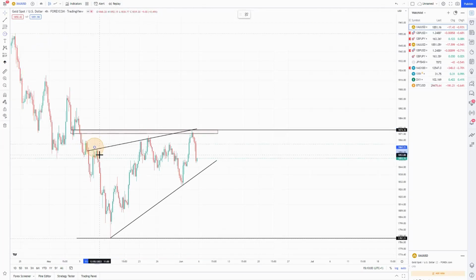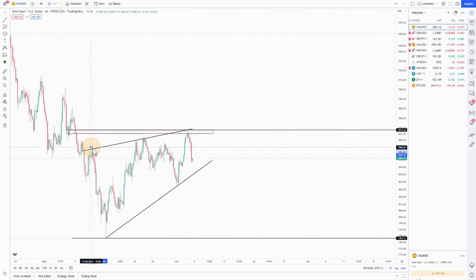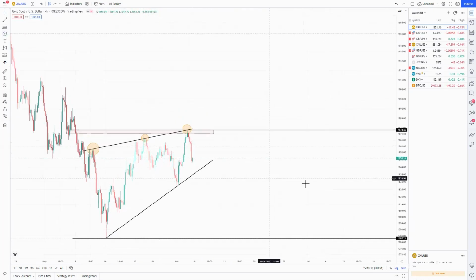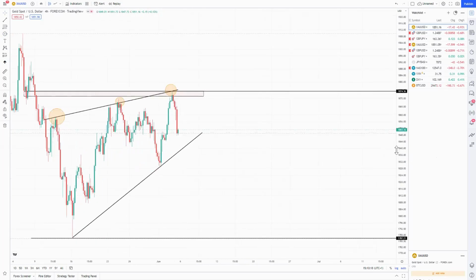Okay, we have the first touch here on the trend line. We have another touch here. This trend line, before we got the third touch on the trend line on gold. So what could possibly happen on gold? Let's see what possibly happens.